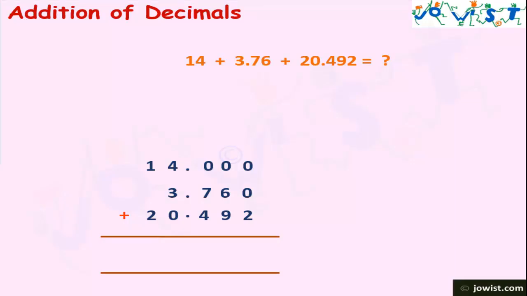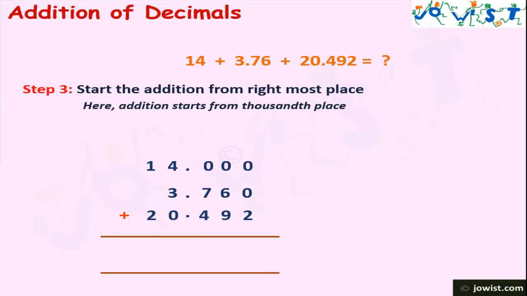The next step will be to add the numbers and start the addition from the rightmost place. Here the addition starts from the thousandth place. Adding 0 plus 0 plus 2, we have 2. Next addition will be of the 100th place. 0 plus 6 plus 9 is equal to 15. Here 5 will be written in the result and 1 will be carried over to the 10th place.